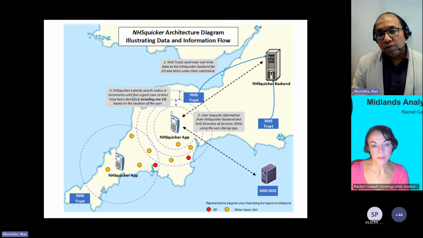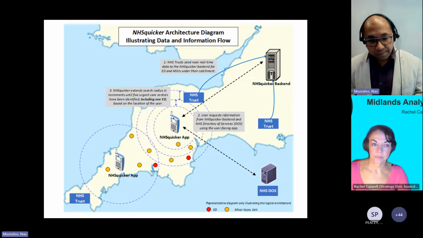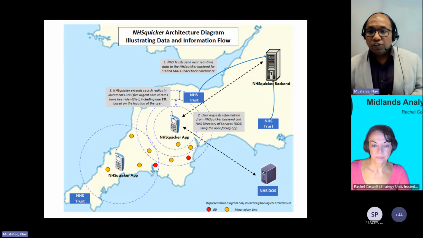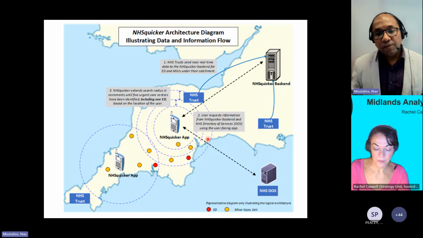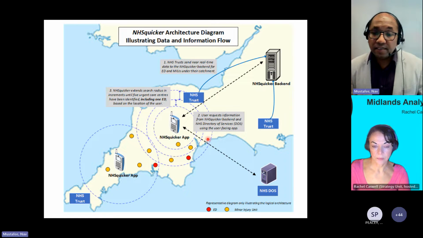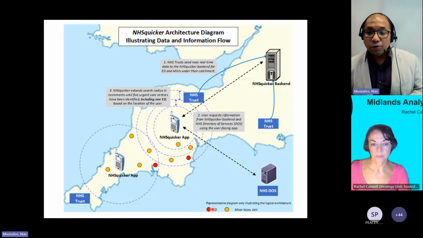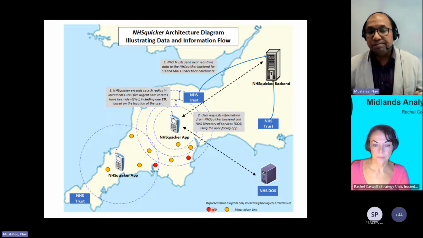Now I'll talk more about the architecture of the app. As I mentioned, we wanted an architecture which is scalable. So you have an NHSquicker app, which is invoked, and then dotted around the territory are several MIUs and EDs. The algorithm will show you at least six centers of urgent care for now, including ED, which are open at that time.